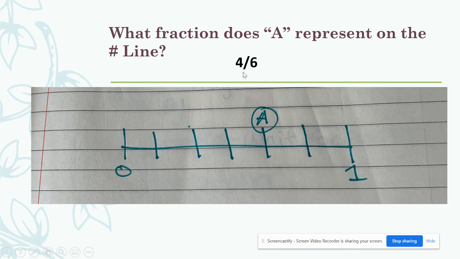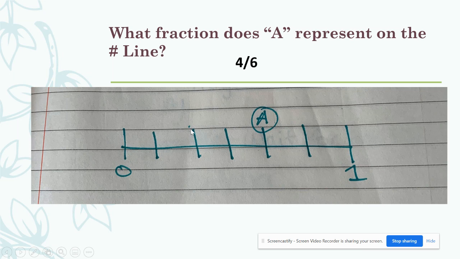But don't get confused with the whole pizza picture that I just said. Most important, just count the spaces that the number line is divided into. That will be this bigger number. And the smaller number will be where the A lands. Okay, and remember, you're counting the spaces, not the lines.